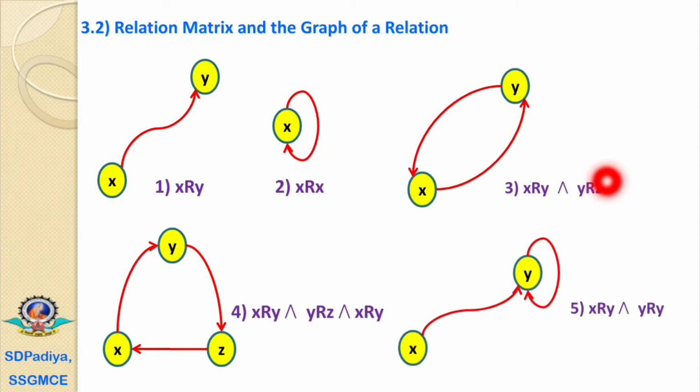Now the next is an example where x has a relation R to y and y has a relation R to y itself. Then we have the two nodes x and y. The first line is showing that x has a relation R to y and the second loop is showing that y has a relation R to y.